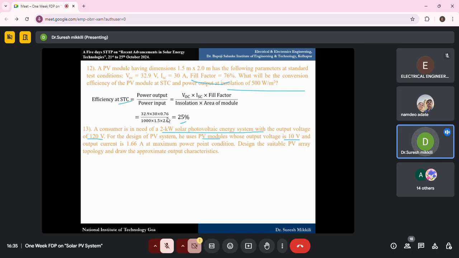To get 120 volts and a 2 kilowatt system, he is using PV modules where each PV module is 10 volts and current is 1.66 amperes. So now we need to design how many series-parallel connections of PV modules are required. To get 2 kilowatt power at 120 volts, how many PV modules are required at least?